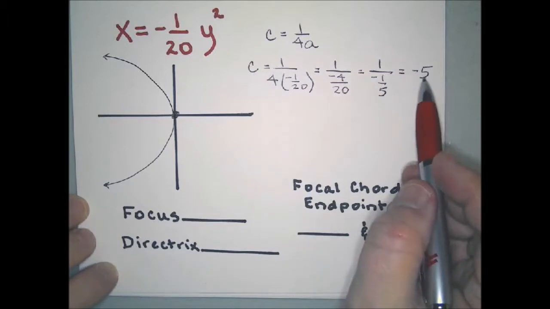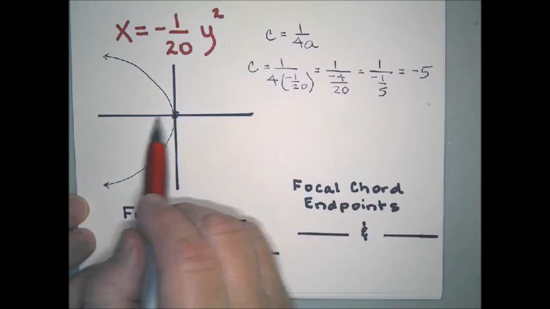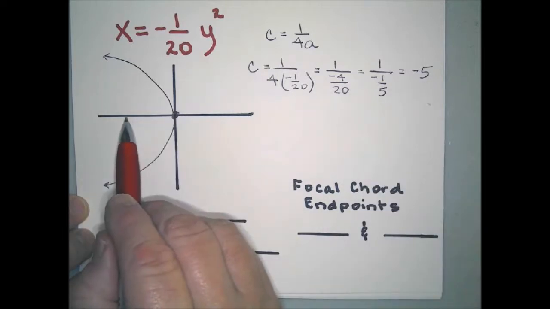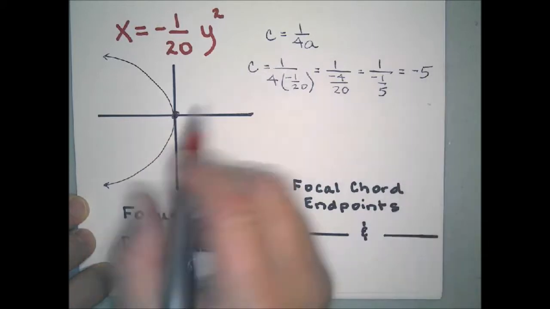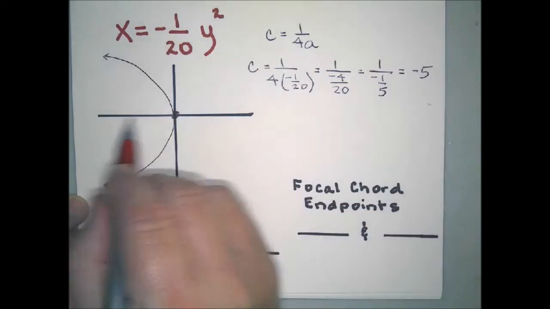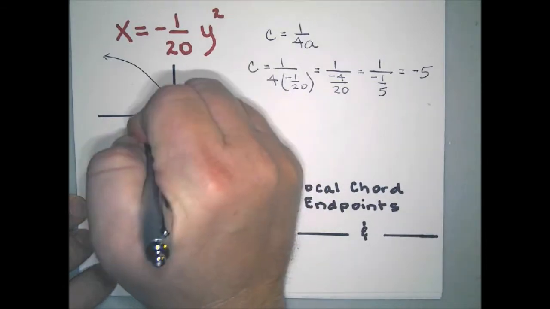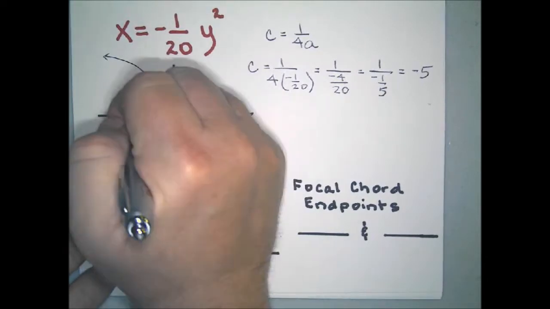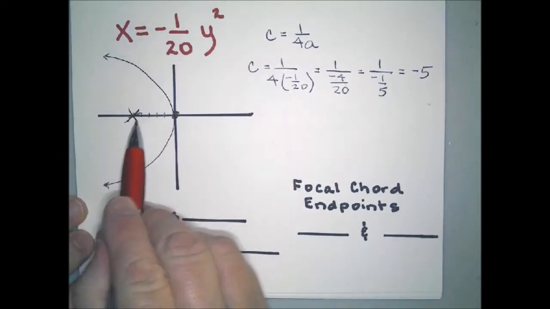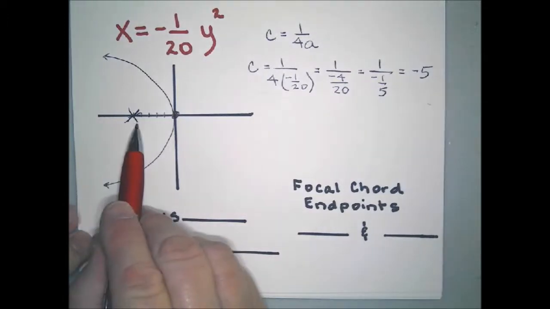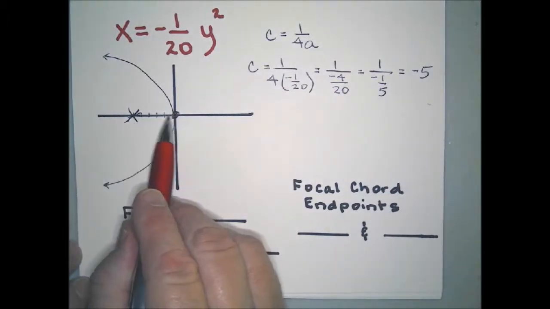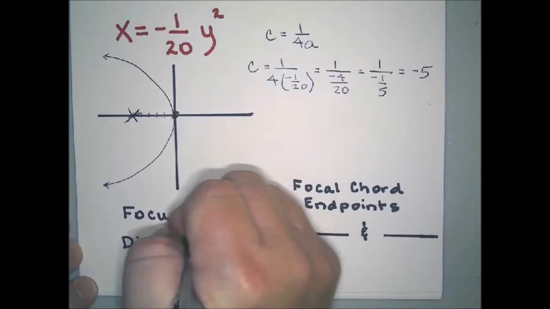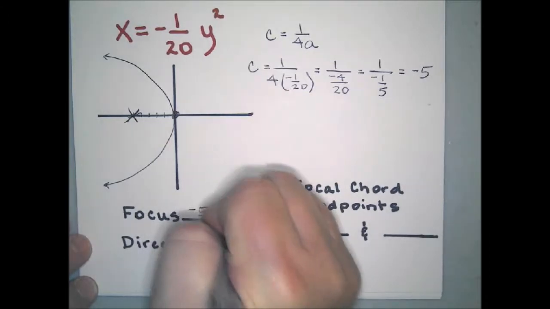Now, the negative in this simply means the parabola is opening to the left, so I would actually have to go to the left to find the focus. So if I took 5 units or 5 steps inside the parabola, I'd be right there. So there's the focus. So if I'm at 0, 0, and I go 5 steps to the left, I'm now at negative 5, 0. So I know that's my focus.